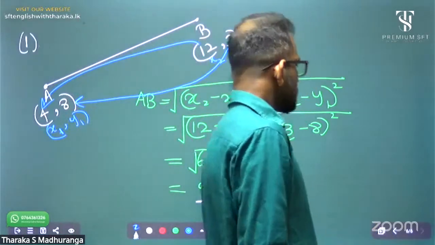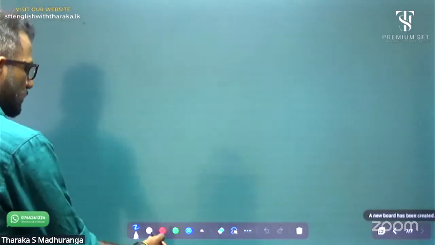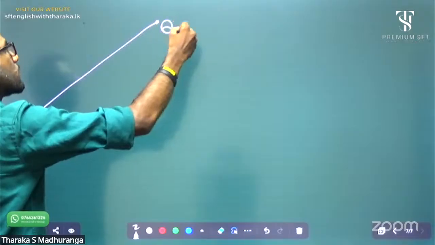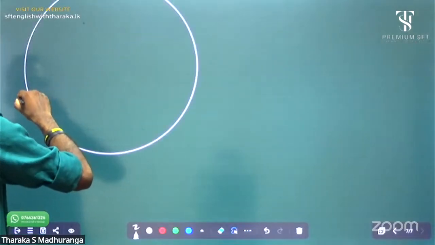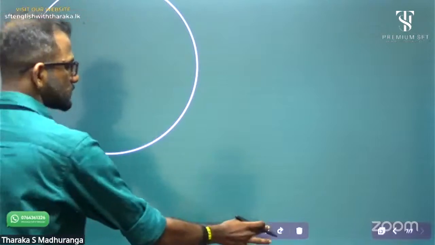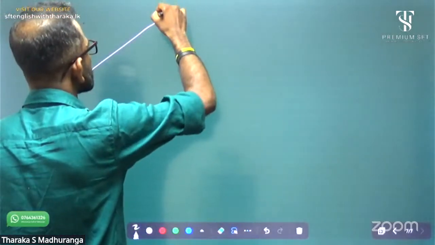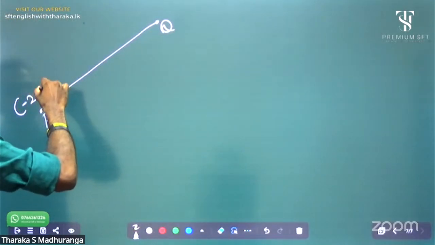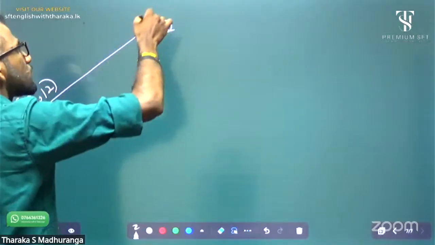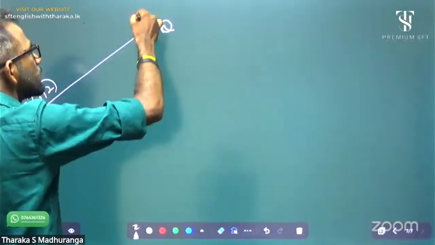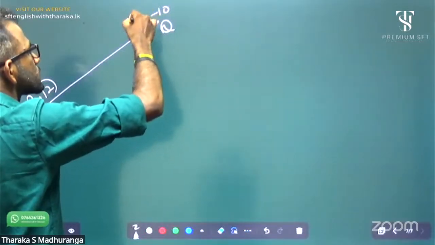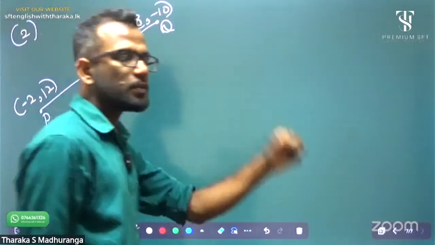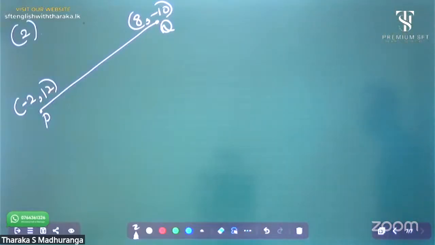Okay. Let's practice another. It's point P and point Q. P point coordinates are -2, 12. Q point coordinates are 8, -10. Okay, that's the second exercise. Can you get the length between P and Q, or the length of straight line PQ?